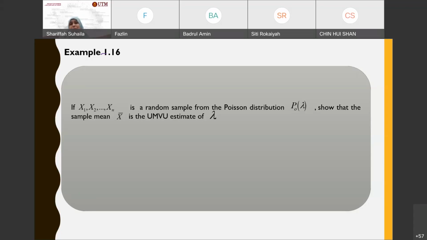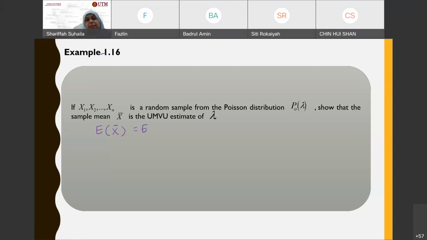Okay, maksudnya kamu kena dapatkan dulu apa dia punya MLE dia. Katakan dalam kes ni X bar. So again kita nak tunjukkan X bar is uniformly minimum variance unbiased estimator. So sama juga prosedur. Tunjukkan dulu apa dia punya unbiased estimator dia. Is it X bar is unbiased estimator or not? And then find your variance. Dua benda tu dulu. So let's say, sama juga dalam exercise before this, you already verify E X bar is an estimator for your lambda.